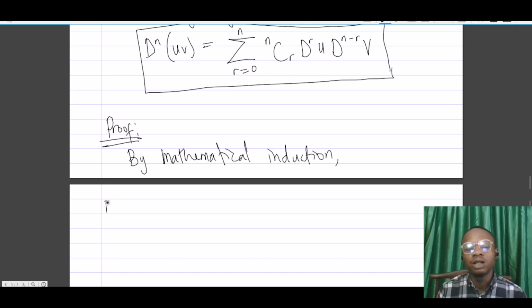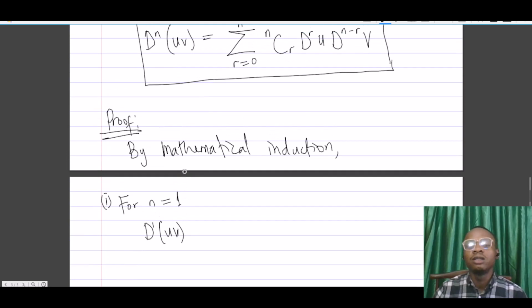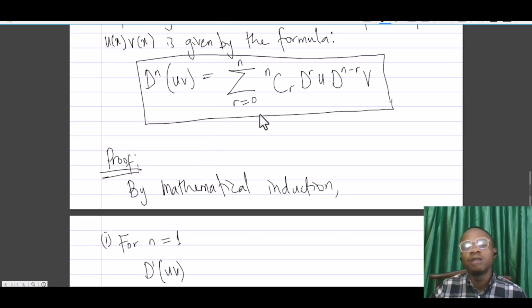So let's consider what happens when n equals 1. We know this is applicable to all n, so let's see what happens for n equals 1. What is going to happen for n equals 1? That means our d1 of uv, going by this explanation, should start from 0 and end at 1.